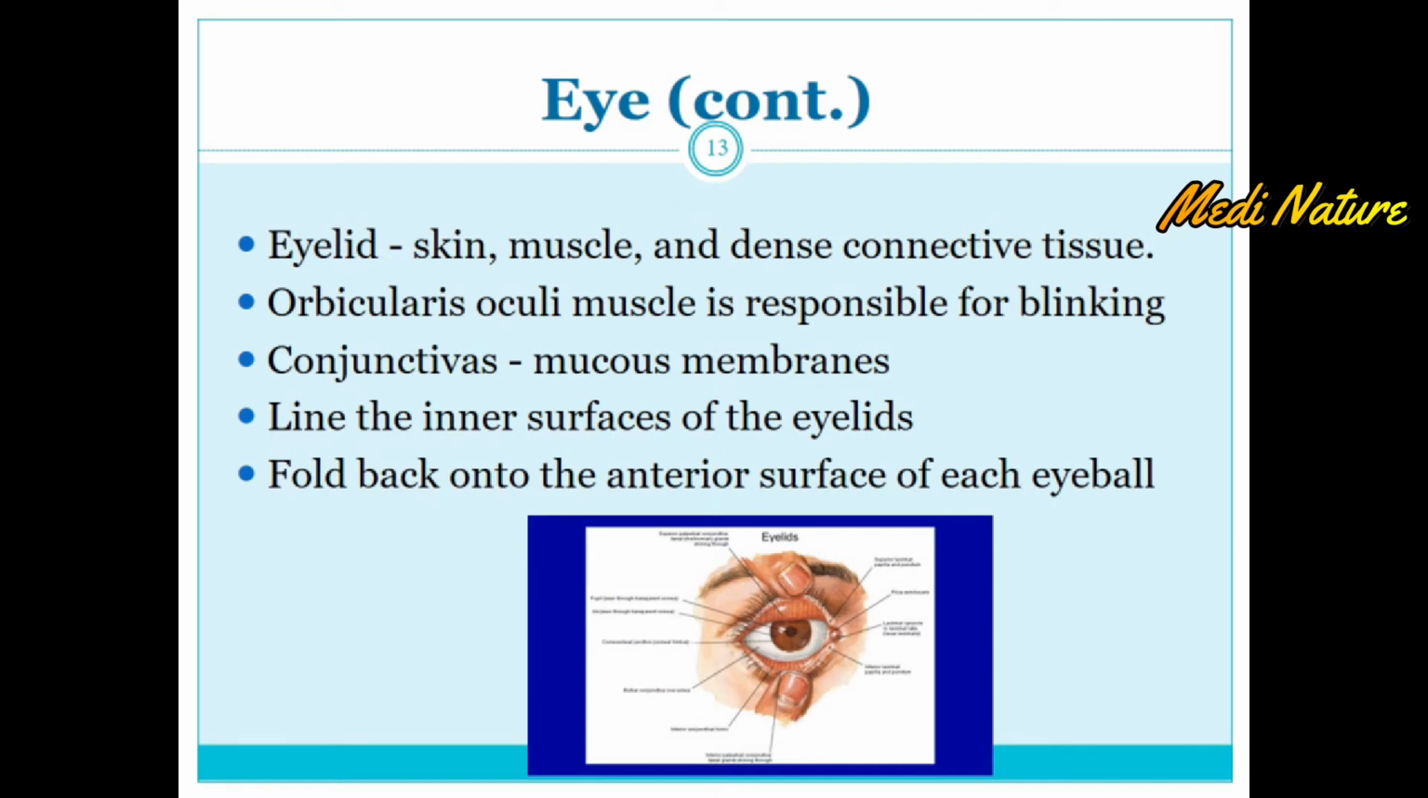The eyelid is an appendage which is important for the protection of the eye. It is composed of skin, muscles, and dense connective tissue. There is a circular muscle around the front surface of the eye cavity. It is called orbicularis oculi. It is the muscle which is responsible for the blinking of the eyelid. The mucous membrane which lies on the surface of the eyeball and also the inner surfaces of the eyelids is called the conjunctiva.